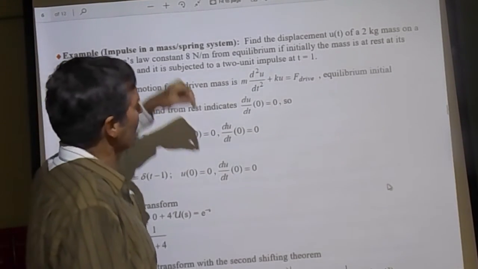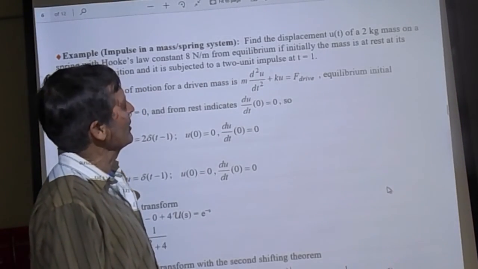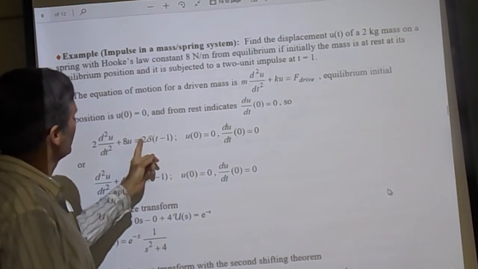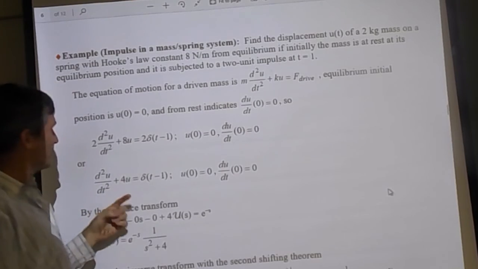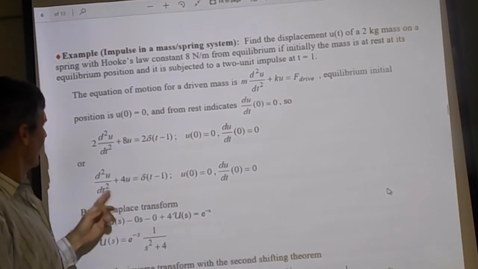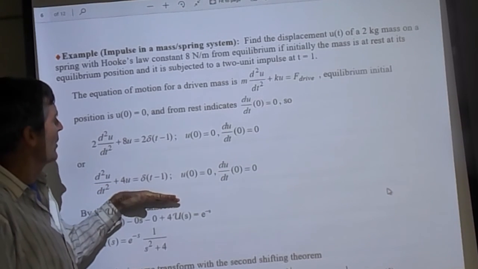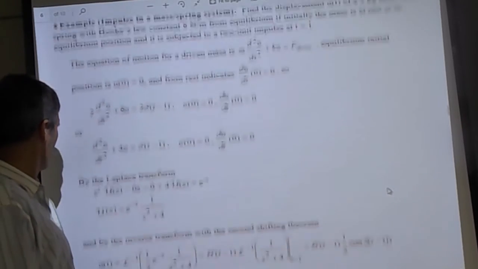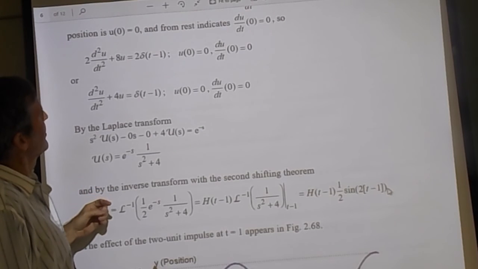I'm sorry, not set a weight on it, I instantly strike it. So I give it a 2-unit impulse at t equals 1. What happens to this thing? Well, it's 2 times delta of t minus 1, with the initial conditions. And what it does is it starts out hanging in equilibrium for a second because that's where it was hanging. You haven't done anything yet. Until t equals 1, all of a sudden you strike it. What does it do? Well, this is what it predicts.